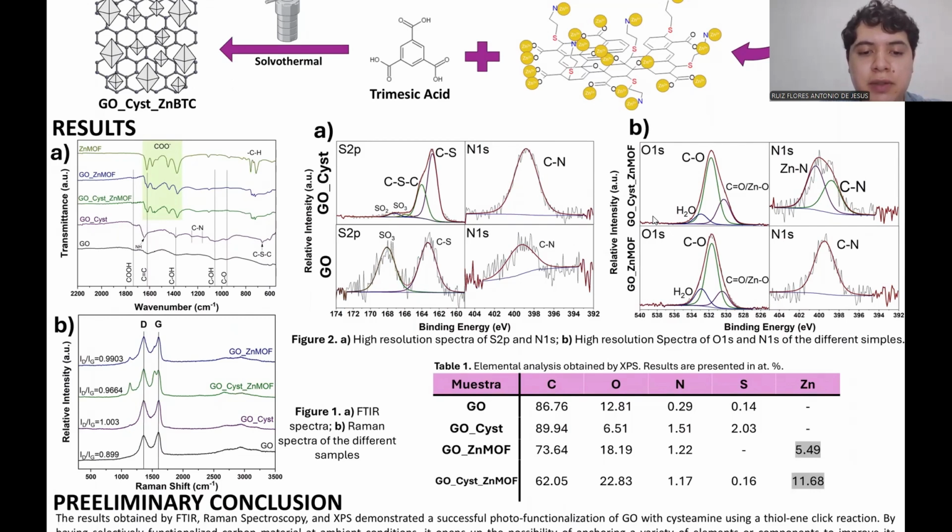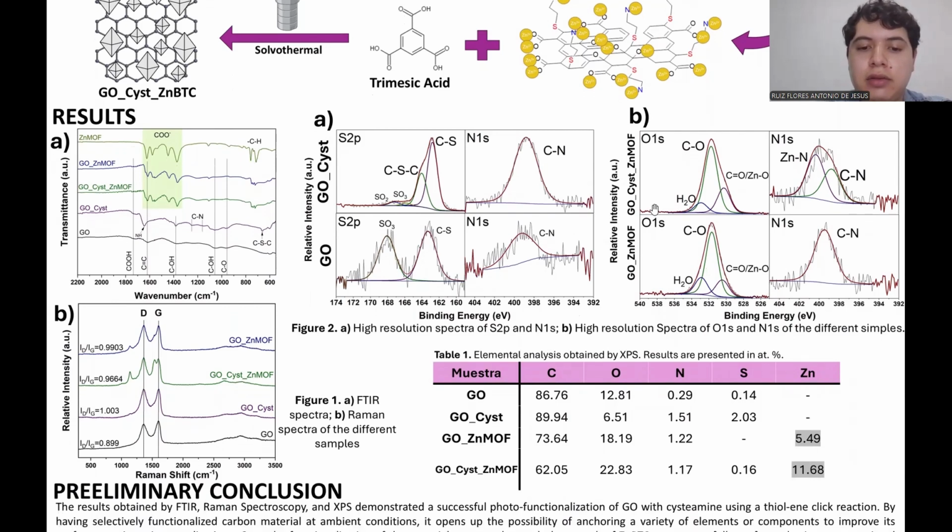The high-resolution spectra of sulfur 2p and nitrogen 1s of the graphene oxide and graphene oxide cysteamine samples are shown in figure 2a. In sulfur 2p of graphene oxide cysteamine, different bands are shown around 162.5 and 164 electronvolts, corresponding to the bonds between carbon and sulfur.